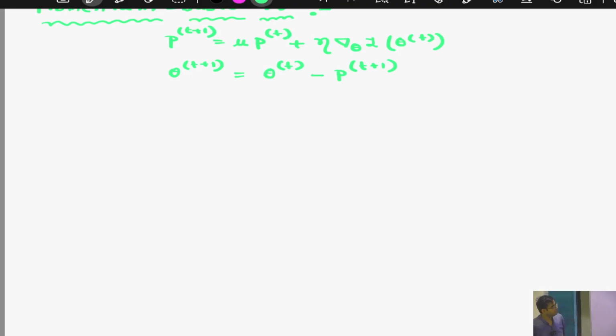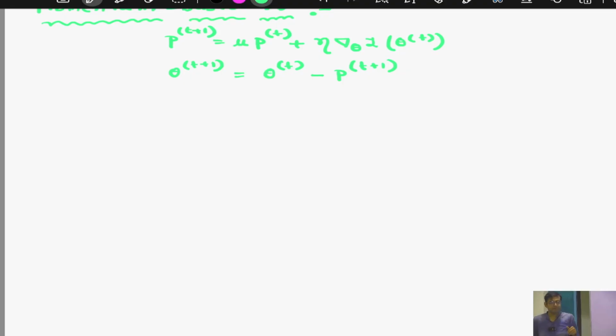And now let us try to understand what is happening. What is P? P is your momentum. Okay. And even if you start with a zero momentum, it will have gradient information from the previous steps. It's a recursive formula, so it will have gradient update information from the previous steps. Agreed?